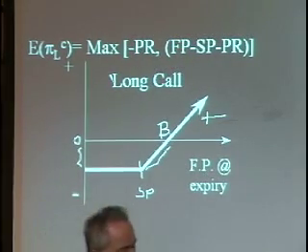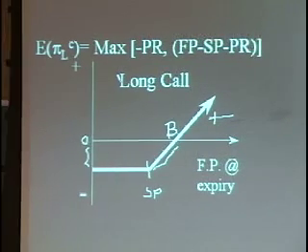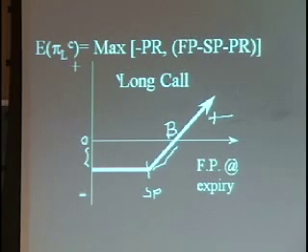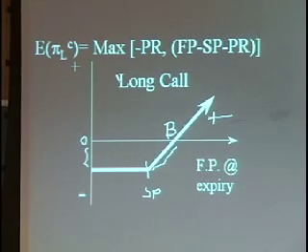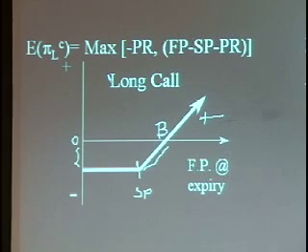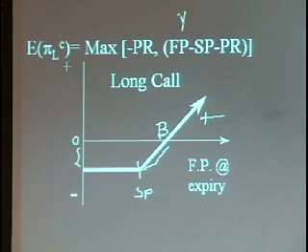If we look at the expected profit for the long call, which is that equation up on top, well, it's the maximum of either the premium. Of course, that's the most you can lose. So it's the maximum of either the premium or the futures price minus the strike price minus the premium. So the most you can lose is the premium, and the most you can make is the futures minus the strike minus the premium. So obviously, the higher the future goes up, the more profit you will make.